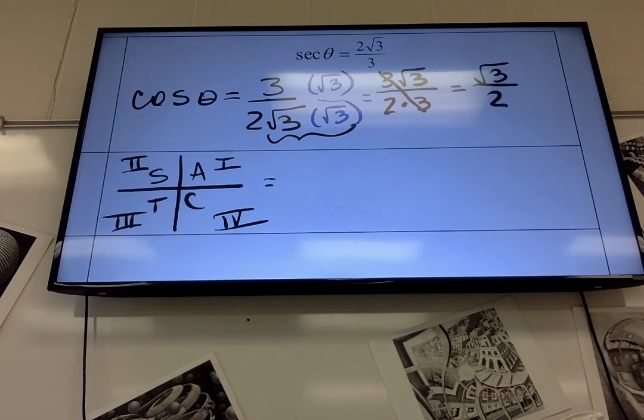All right. So all students take calculus. So cosine up here, is this positive or negative? Positive, right? So in which 2 quadrants is cosine positive? S, 1 and 4. A and C, so 1 and 4. These 2 quadrants, right? Because C says cosine's positive here, and A is all. So 1 and 4.